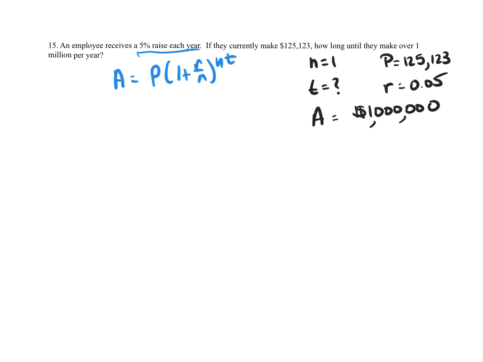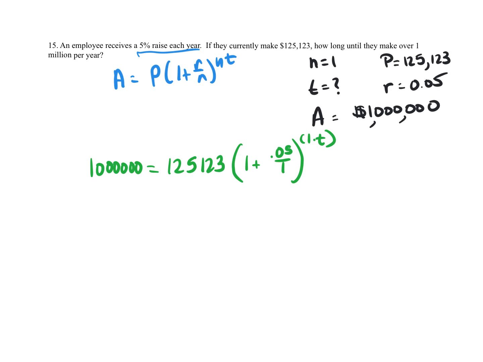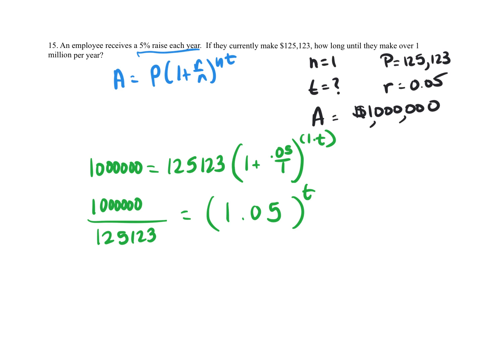So this is using the compound interest formula. Sometimes we like the continuous compounding one a little better, but this one's fine. So I'll plug in some numbers. So I'll get 1 million equals 125,123 times 1 plus 0.05 over 1 to the 1 times t. So kind of a weird problem because it's only 1. That'll give me 1 million divided by 125,123 because we want to get that exponential term by itself. And that's just 1.05 to the t when I simplify that out.